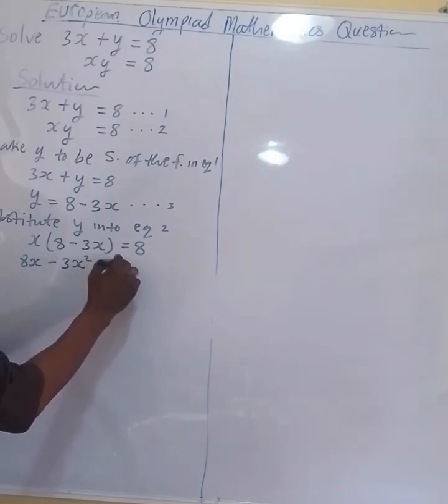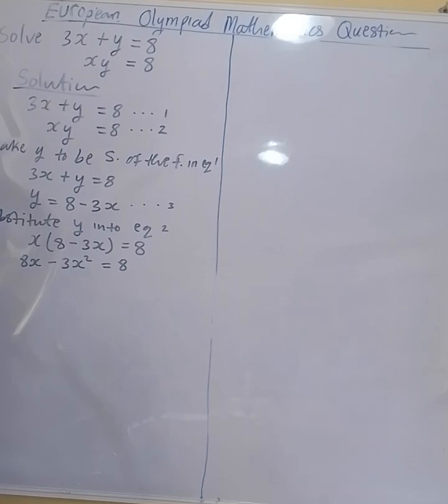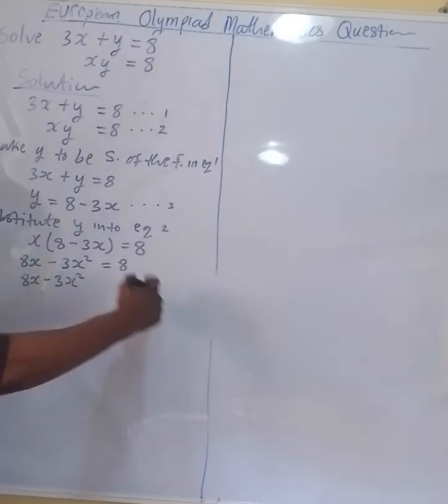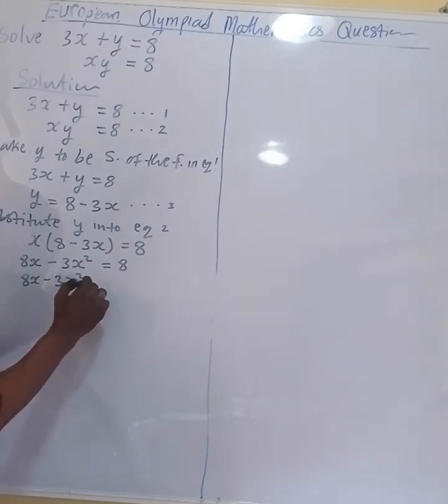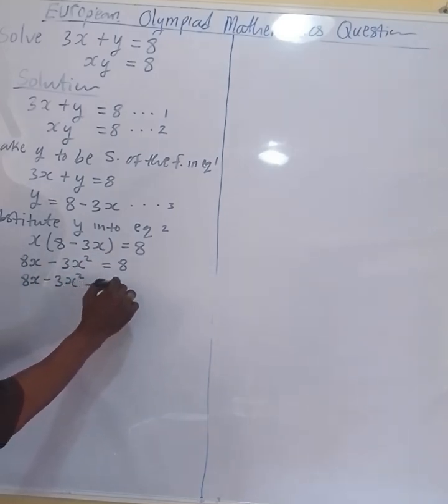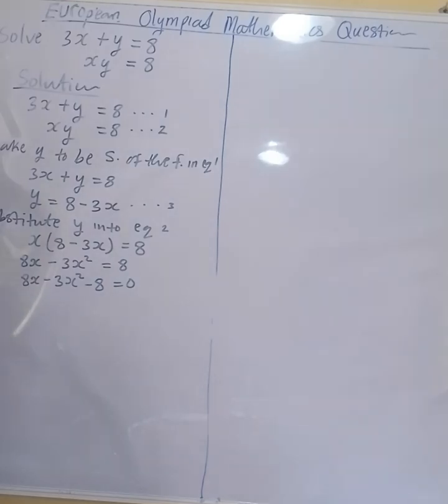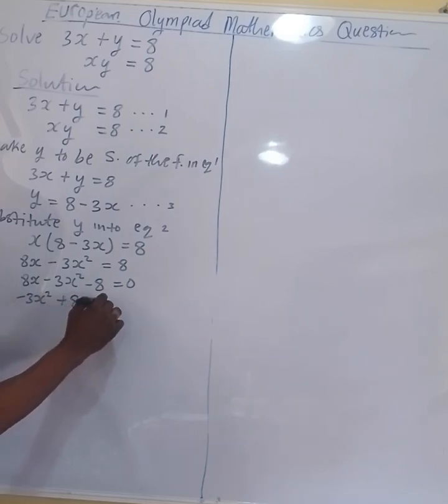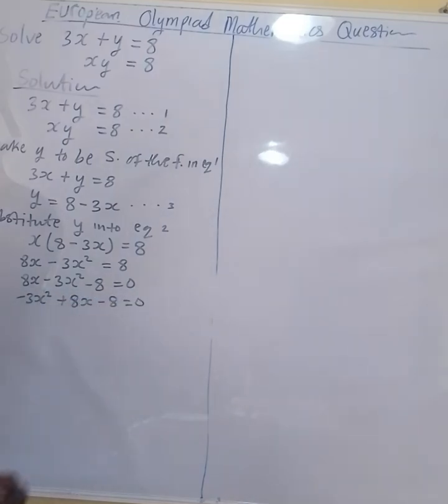Everything equals 8. The next thing we are going to do is bring this 8 to the other side. It will now give us 8x - 3x squared. When you bring it from the right hand side to the left hand side, the sign will change. It will now turn to minus 8, everything equals 0. Now we have a quadratic equation, so we rearrange it. Now 3x squared will come first: -3x squared + 8x - 8 = 0.